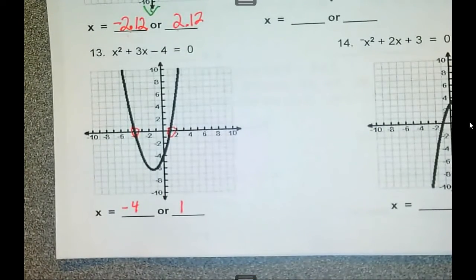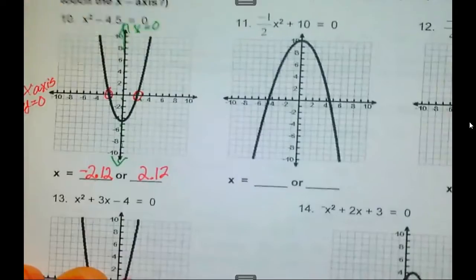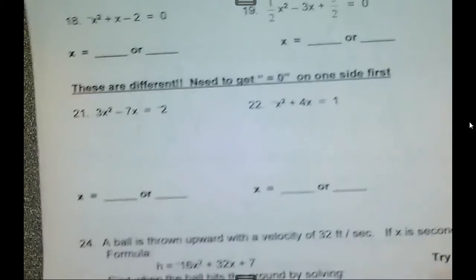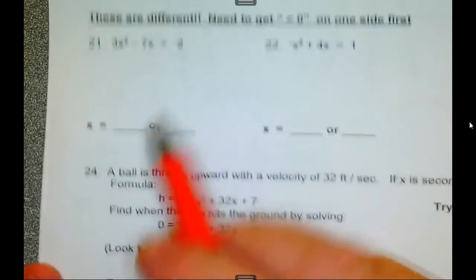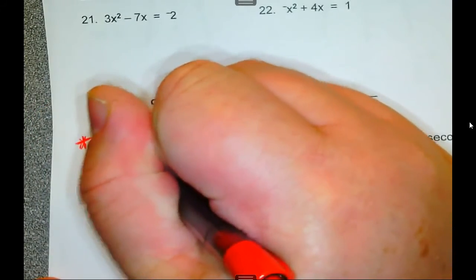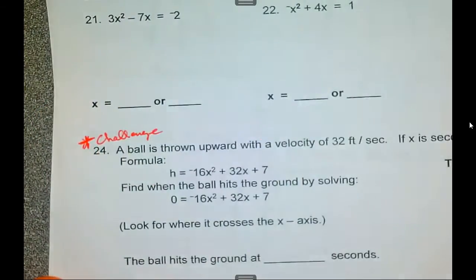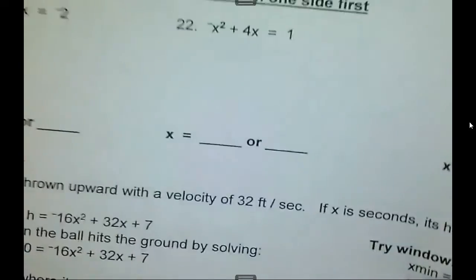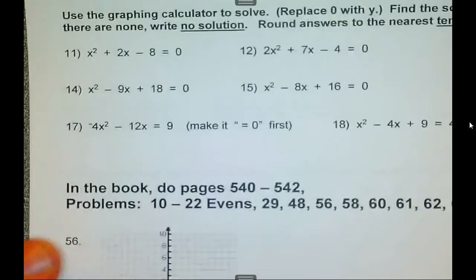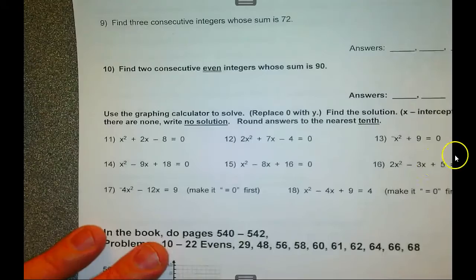So now you can do the rest of the story. You could do page, what was that page? So you can do page 4. If you really want to challenge, do 24. So you can do page 4. You can do page 5. If you want to do the book work, let me know. I'll get you a book.